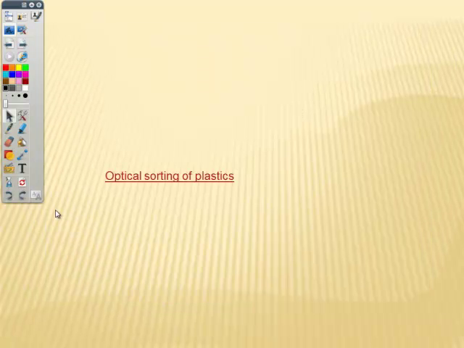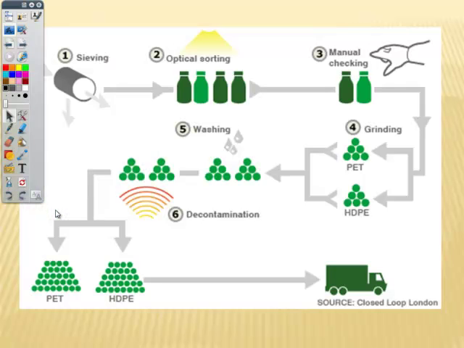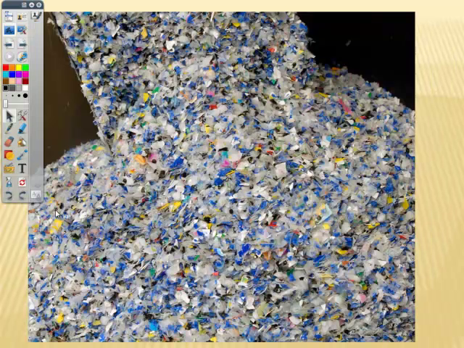And we'll take a look at a video. Then once you separate the 2 different types of plastics, you can then grind them up, clean them, and decontaminate them, put them in the proper piles, and then they get shipped off to be made into new products.